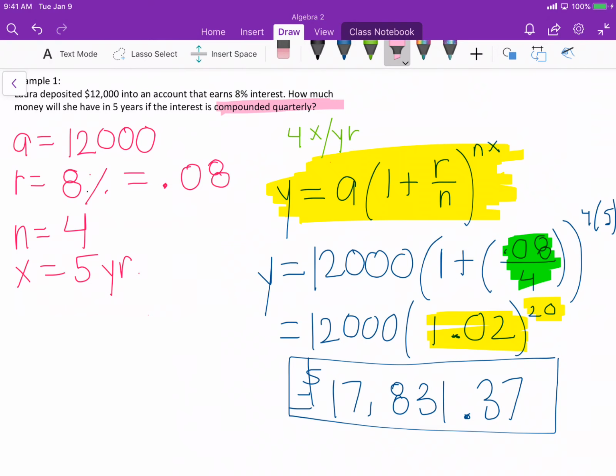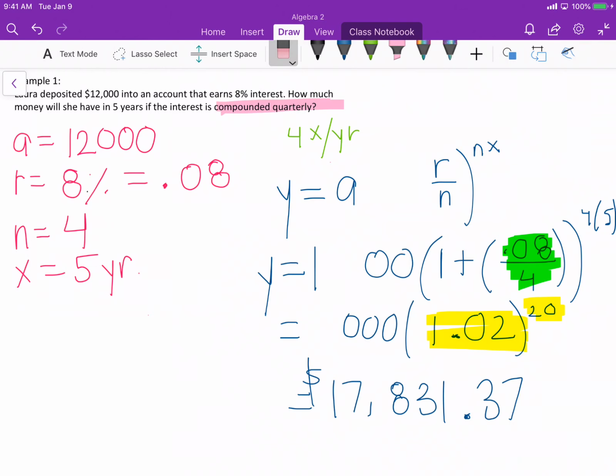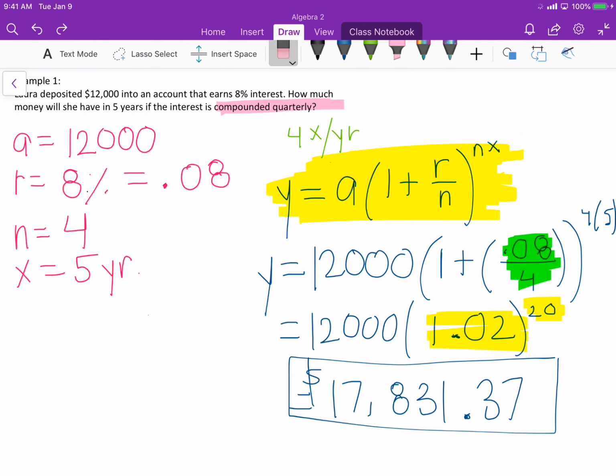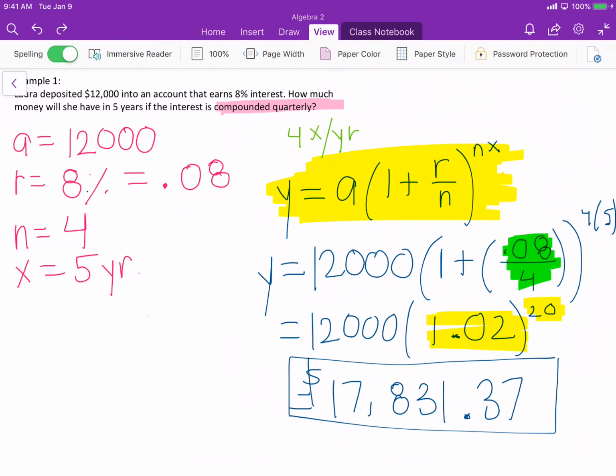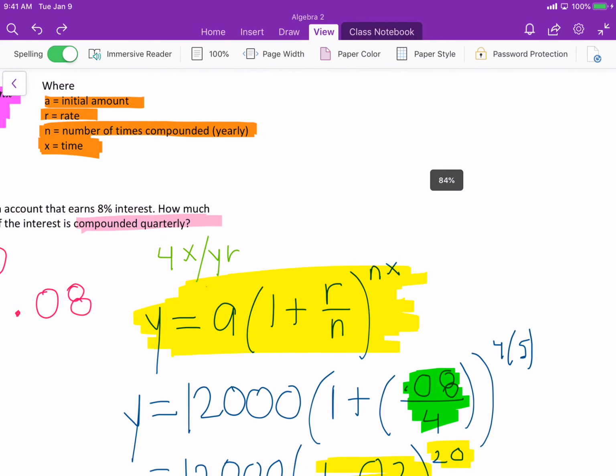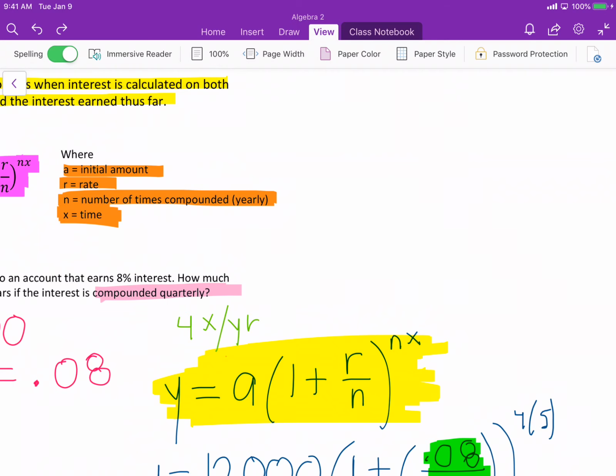Let me know if you guys have any questions. Like I said, these are very similar, however slightly different because you have that compounded interest to be considered now. And remember, they might not always ask you for quarterly. Let me do some little scratch work off here to the side. Let's do some scratch work over here.